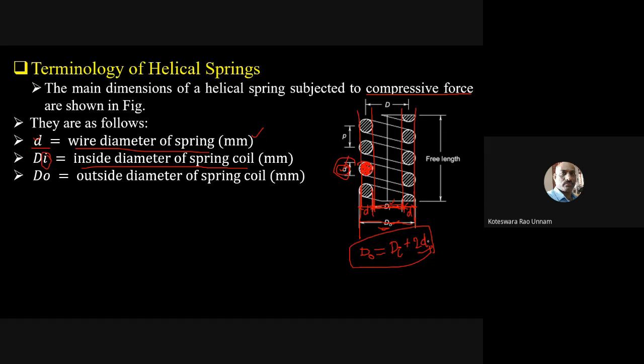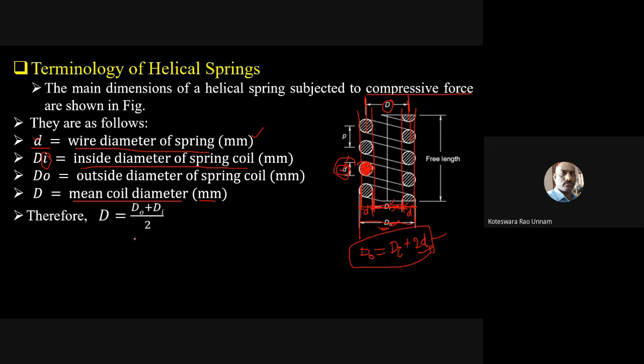So this is one relation you can write from this configuration diagram. And if you want to write the expression for this D, what is the D here? That is nothing but the mean diameter. We'll call D the mean diameter, which is the average of your Do and Di. You can see that it is drawn exactly at the center. D is the mean coil diameter, which is also expressed in mm, and the mathematical expression in terms of Di and Do is D equals (Do plus Di) by 2.